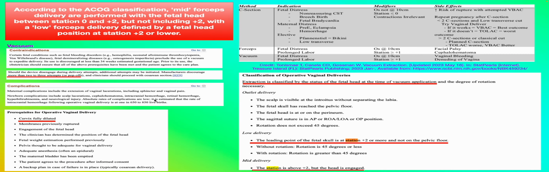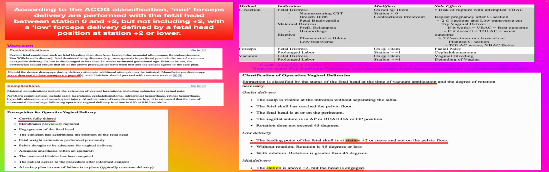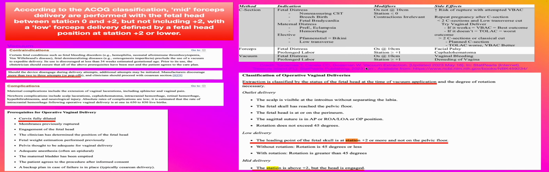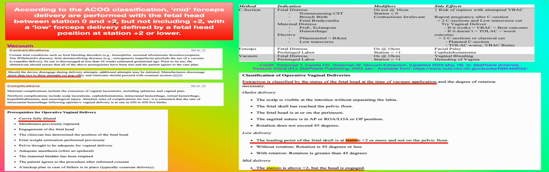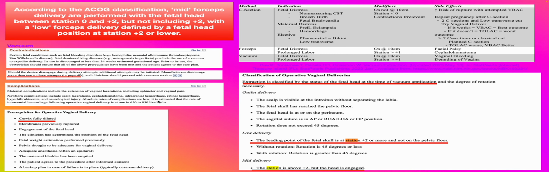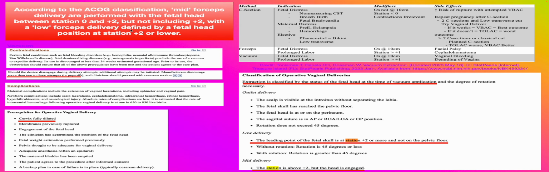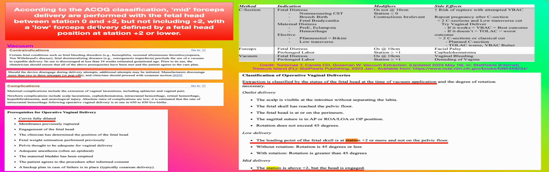So moving right along, I'm going to start here with ACOG's classification of the mid forceps, which we have here for the operative. All of this, from this paper, is operative specific content, which we will get to. So the mid forceps delivery is performed when the fetal head is between stations 0 and +2. We don't get a lower bound for fetal station here for the vacuum assisted vaginal delivery, but we do have it here for the forceps. So if we're between 0 and +2, but not including +2, that would be the mid forceps.